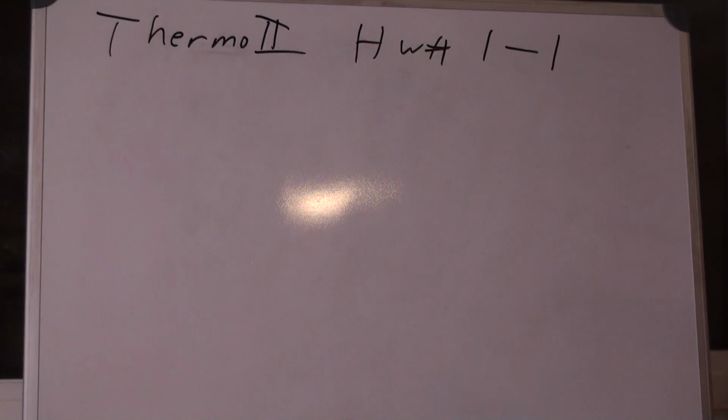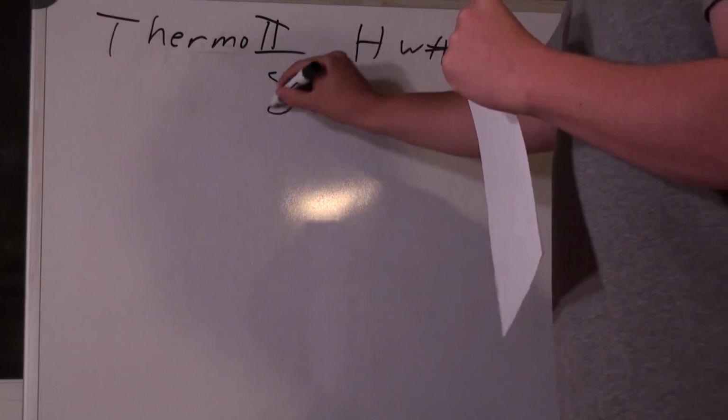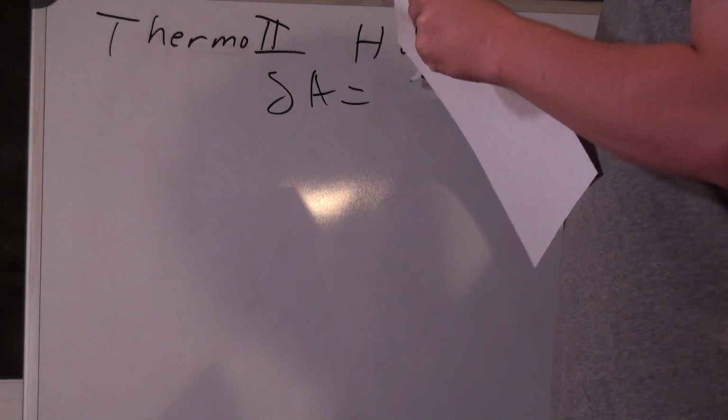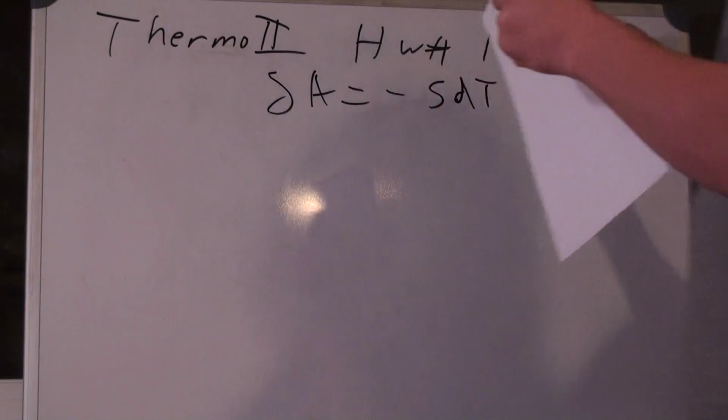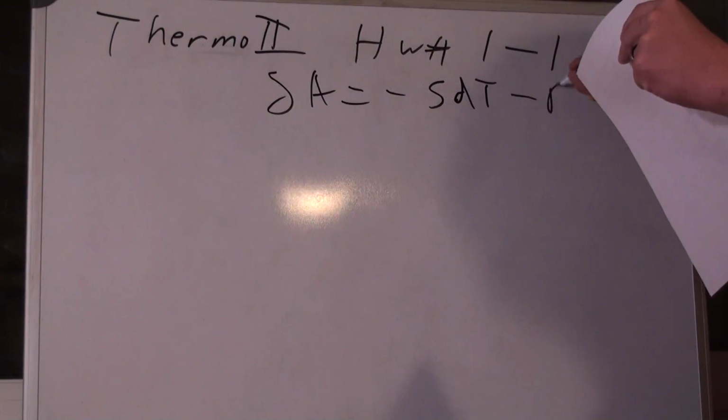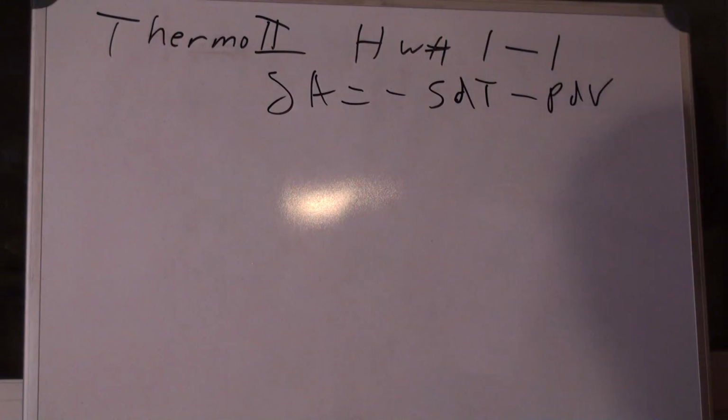First problem. This is on Maxwell's relationships in general. And the problem says derive dA equals minus S dT minus P dV. And so we derived this in class.